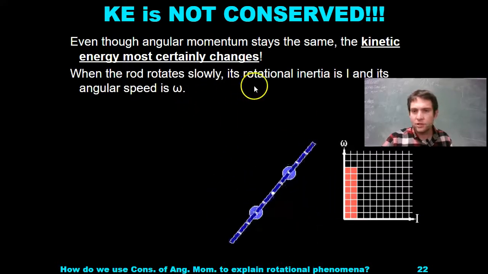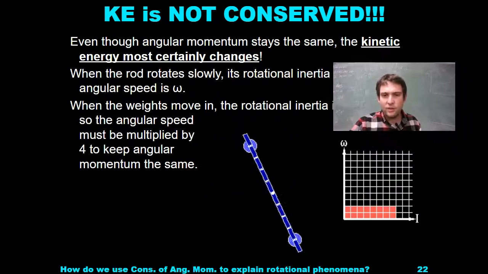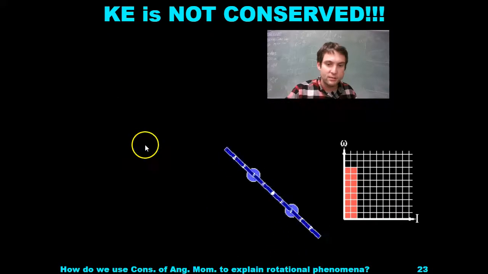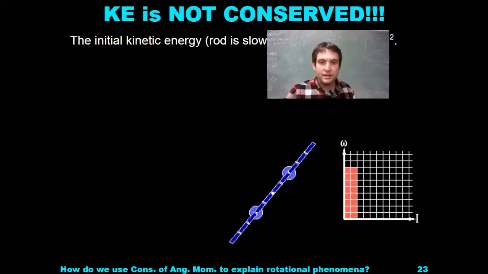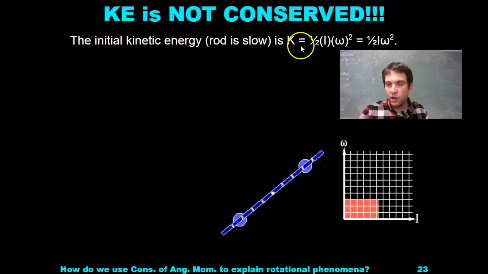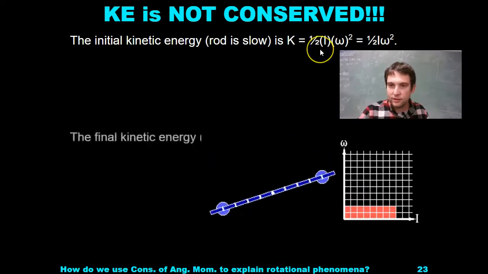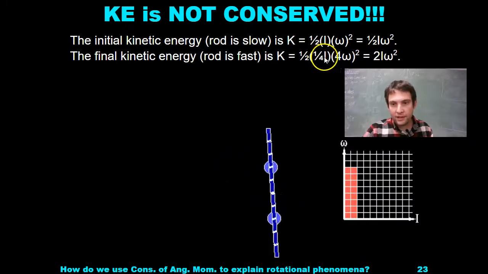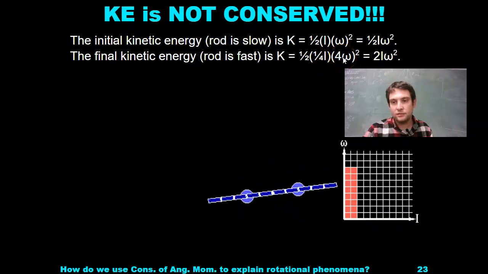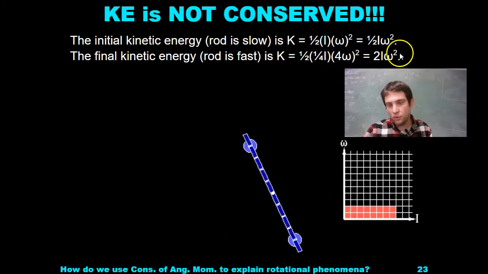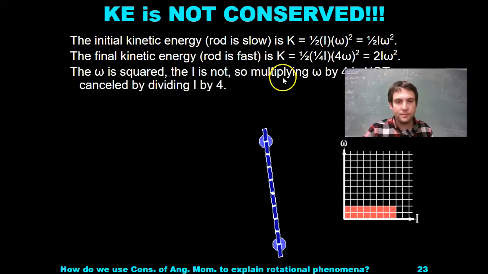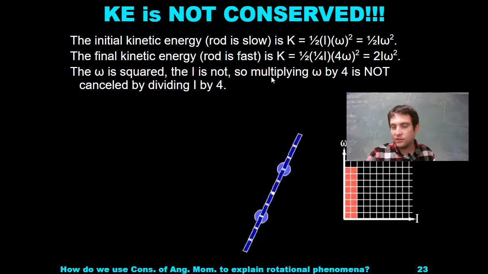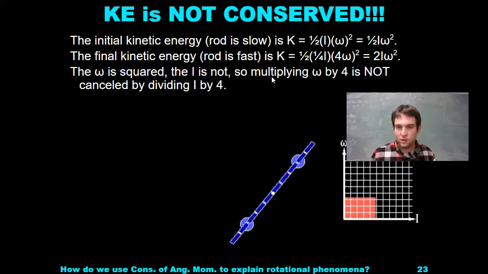Right? When the rod rotates slowly, its rotational inertia is I, angular speed is omega. When the weights move in, the rotational inertia is divided by 4, so the angular speed must be multiplied by 4 to keep the same momentum. The initial kinetic energy of the rod is slow, K equals 1/2 I omega squared. Final kinetic energy is fast, 1/2 times I/4 times (4 omega) squared. So it becomes 2 I omega squared, rather than 1/2 I omega squared. The omega is squared, the I is not, so multiplying omega by 4 is not canceled by dividing I by 4.